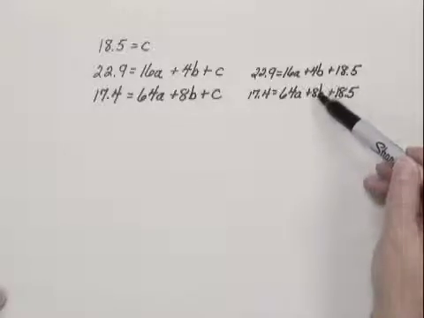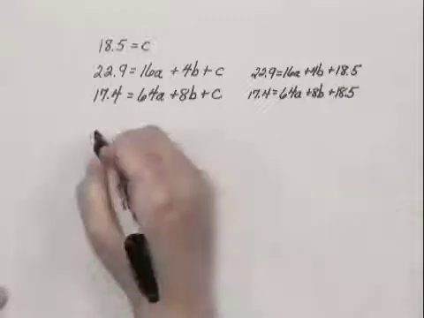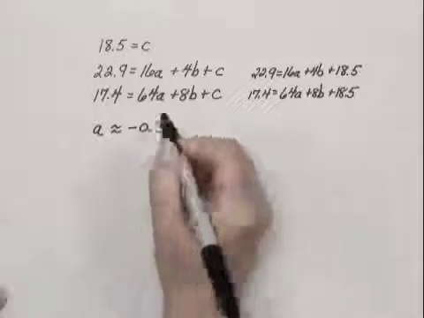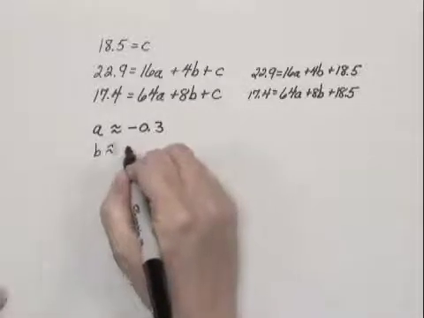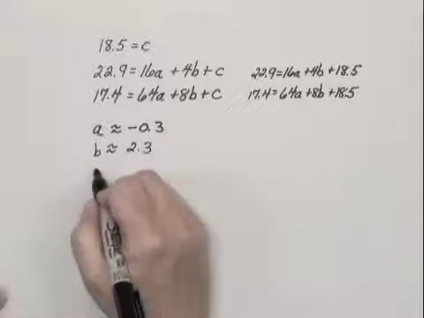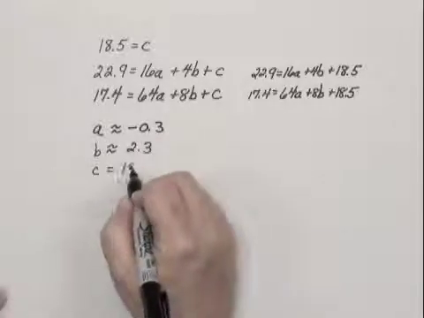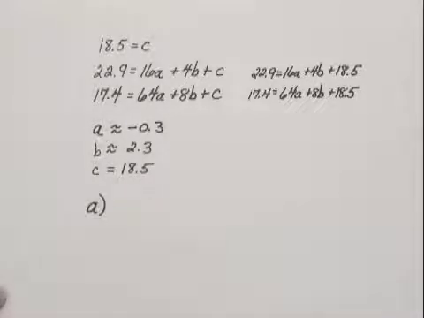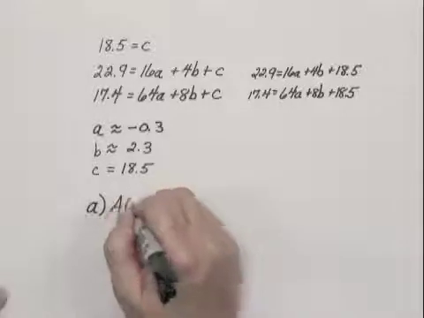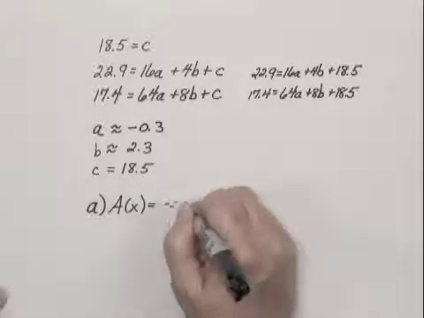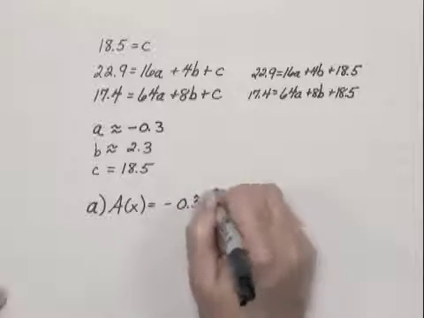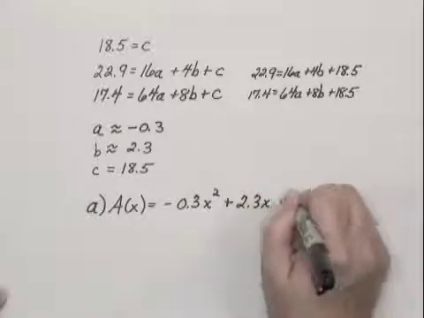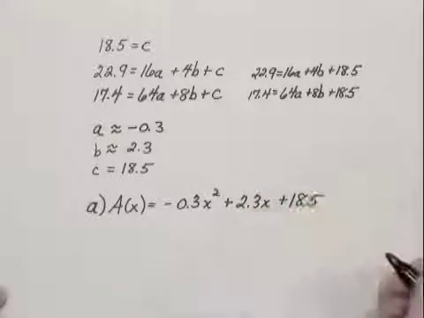If we solve those for a and b, we would find that a is approximately equal to negative 0.3, b is approximately equal to 2.3, and c, of course, we know equals 18.5. So the function, which is the answer to part A, is A(x) equals negative 0.3x² plus 2.3x plus 18.5.